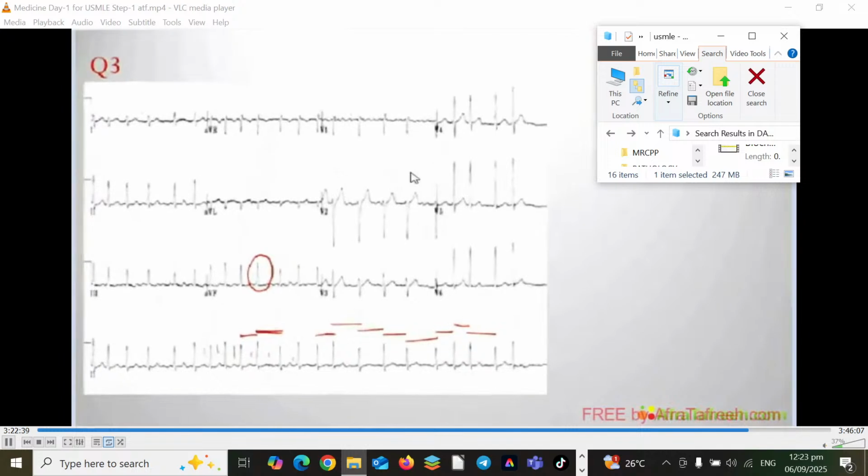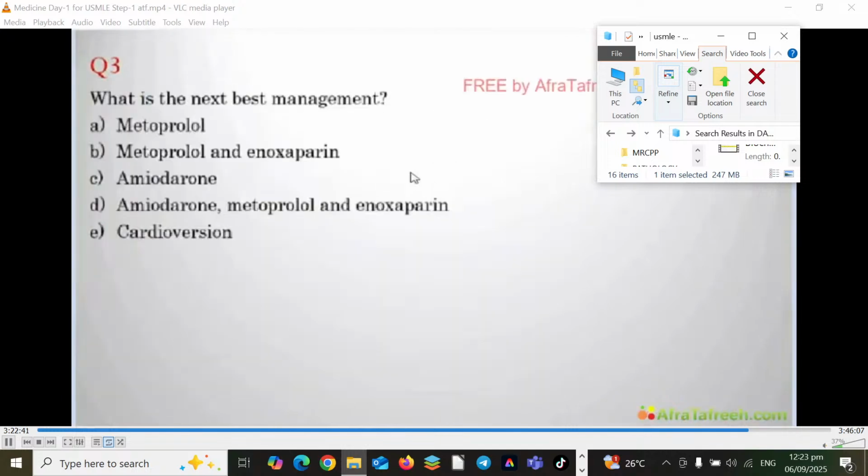Okay. The question is, what is the best next step in management? D. Amiodarone, metoprolol, enoxaparin.